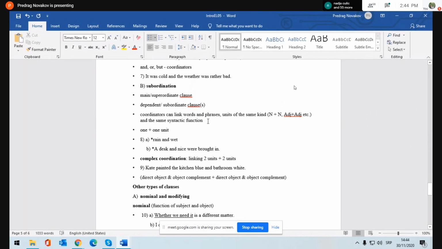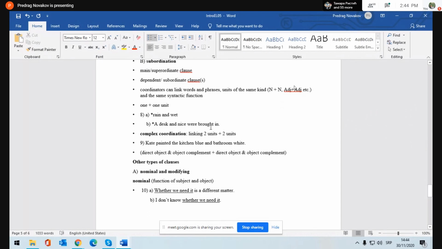And the units should have the same syntactic function. So let me explain it. You have to use one unit plus one unit if you want to coordinate them. So you cannot coordinate, for example, rain and wet. Why not? Doesn't make sense, exactly. To explain it, rain is a noun, obviously, or possibly a verb. Wet is an adjective. So as you said, it does not make sense to coordinate one noun and one adjective. So this is the rule, units of the same kind. You can coordinate not just clauses, but words, units of the same kind.